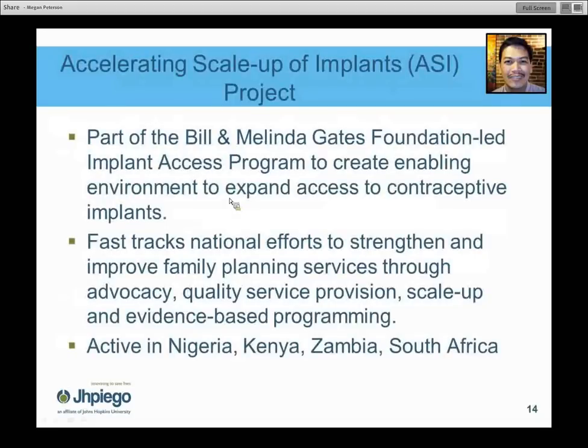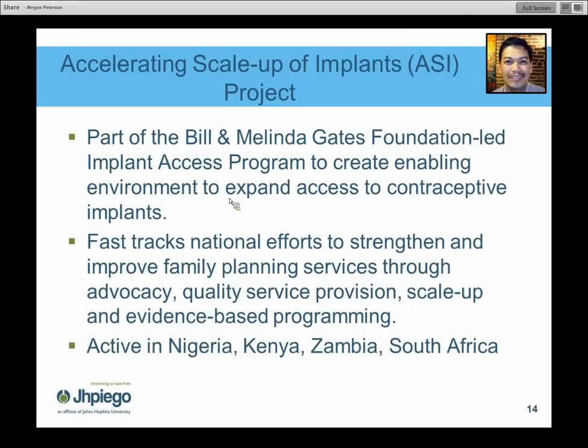Having said this, Chicago has been a recipient of the Gates Foundation-led Implant Access Program, which Mary Jane just mentioned a while ago, which is to create an enabling environment to expand access to contraceptive implants. While we are focused only in a couple of countries, Nigeria, Kenya, Zambia, and also South Africa, the intent is that in these countries we could fast-track national efforts to strengthen and improve family planning services through advocacy, quality service provision, scale-up, and evidence-based programming.